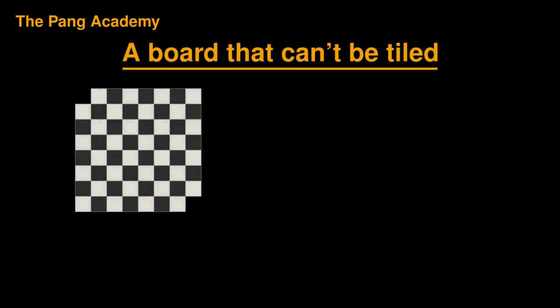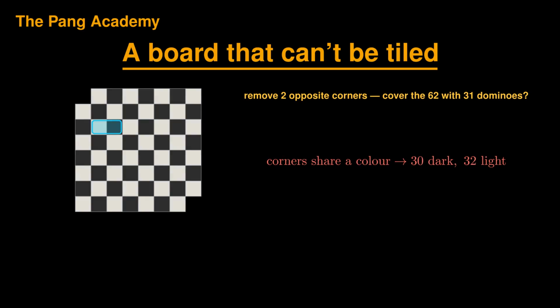Take a checkerboard and remove 2 opposite corners. Can 31 dominoes cover the 62 squares left, each one lying across 2 neighbors? Look at the colors. Opposite corners are the same color, so you took away 2 dark squares. That leaves 30 dark and 32 light.